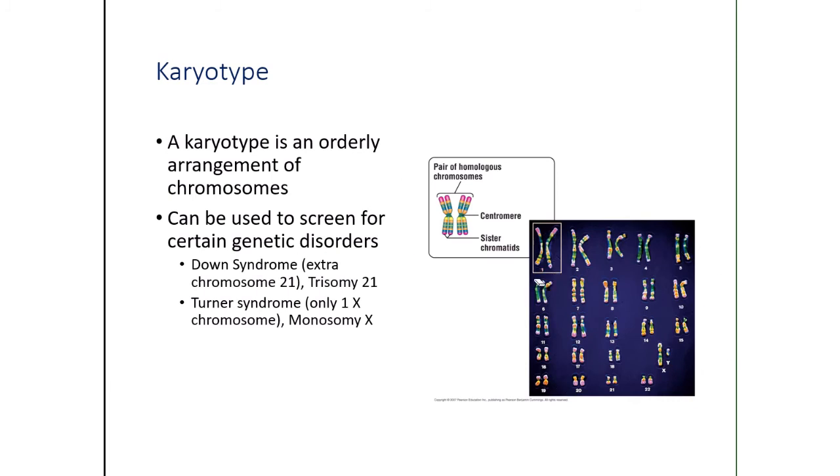So we can use it to screen for things like trisomy 21, which is Down syndrome. There is an extra chromosome 21. There is something called Turner syndrome, which has only one X chromosome, right? So we call that monosomy X. So missing a chromosome in one of the autosomes is usually lethal, but if you are just missing an X, if you just have only one X chromosome and you don't have the other sex chromosome, that seems to be relatively okay in terms of development, but the person will end up having Turner syndrome.